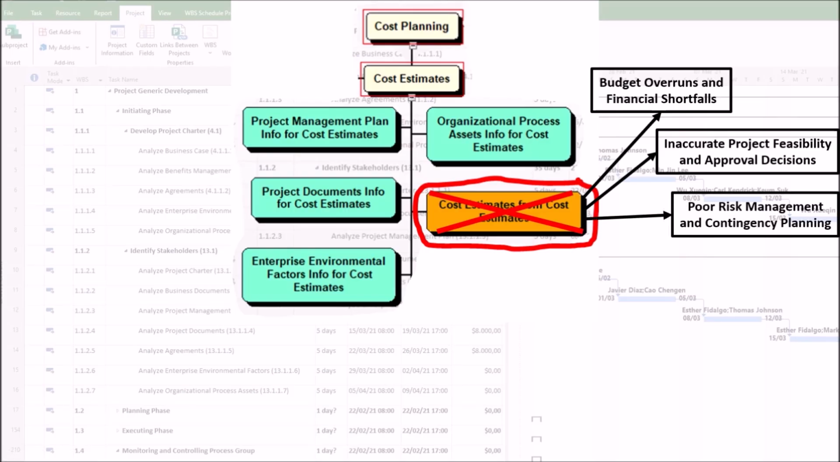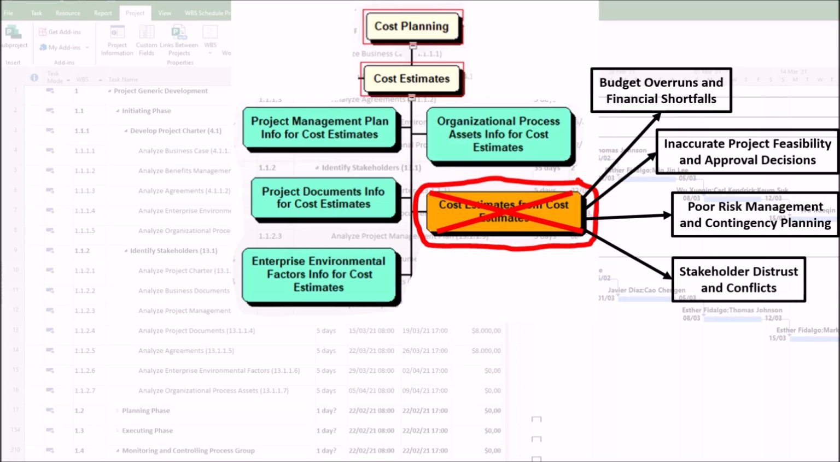3. Poor risk management and contingency planning. Inadequate contingency reserves, due to optimistic estimates, can result in being unprepared for risks. Excessive reserves, due to padded estimates, can result in wasted funds that could be used elsewhere.